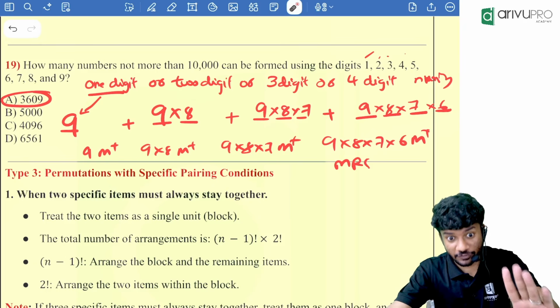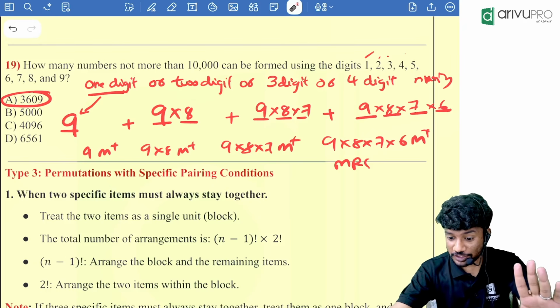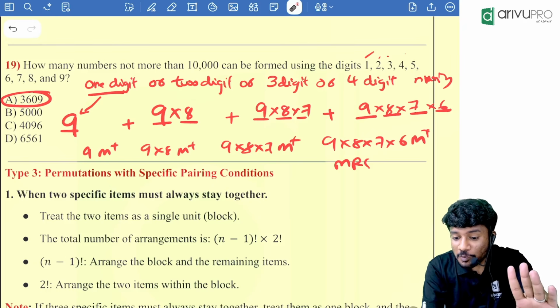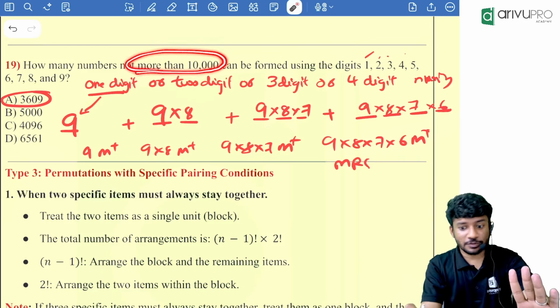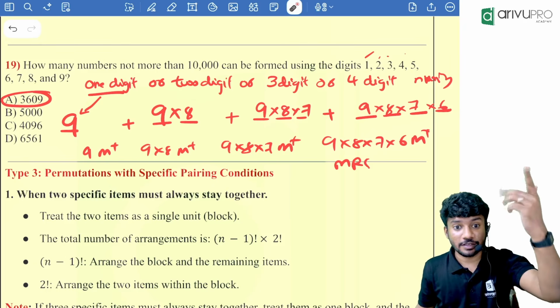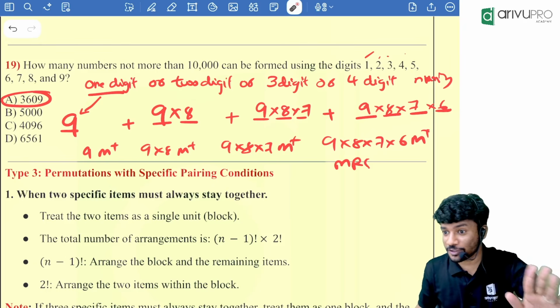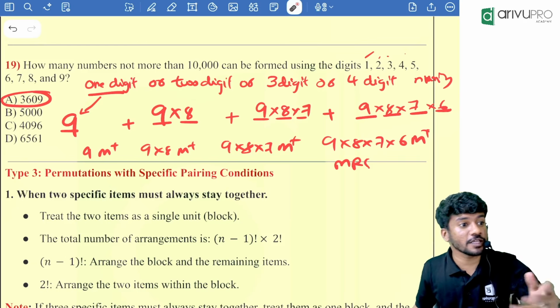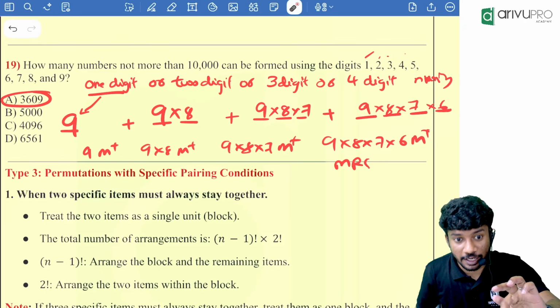Is it a difficult question? Yes. Difficulty is high. The reason is what? "Cannot be more than" is the question. From that time, inside the exam hall, you should be able to think in that manner. That is not always possible.